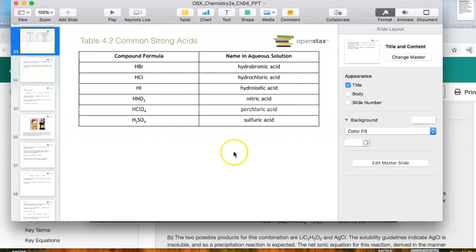So with common strong acids, here we have hydrobromic acid, hydrochloric acid, hydroiodic acid, nitric acid, chloric acid, and sulfuric acid. I recommend you make sure you memorize these acids. There are only 6 of them. They're strong. And you don't have to memorize the weak acids list because if they're not on the strong acids list, guess what? They're probably a weak acid.